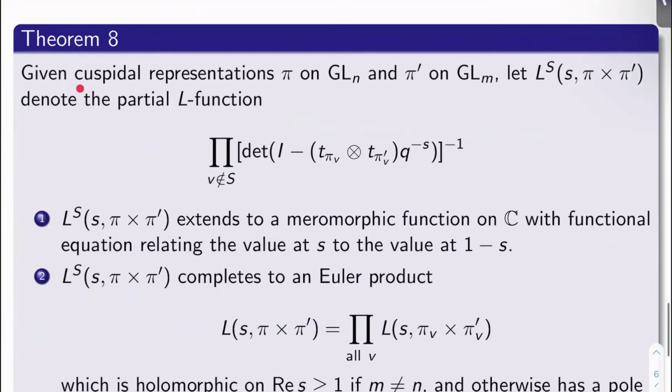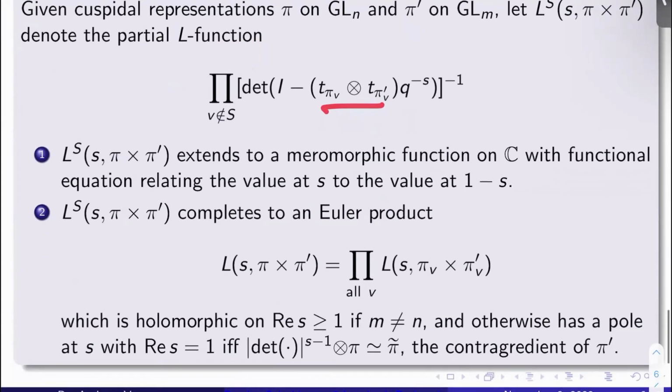If I give you cuspidal representations, pi on GLn and pi prime on GLm, then let L_S(s, pi cross pi prime) denote the partial L function given essentially by the tensor product of local Langlands classes. So we're taking the product over places v not in S of the determinant of I minus the tensor product of t_{pi_v} with t_{pi prime_v} times q_v to the negative s, inverse. This is the usual partial L function setup. Okay, it's given by the tensor product.